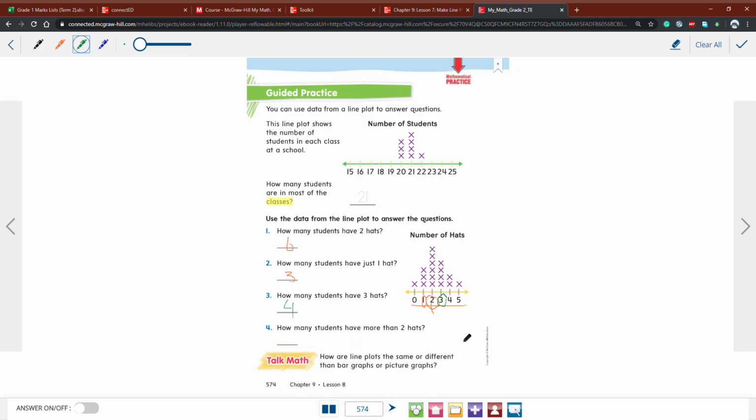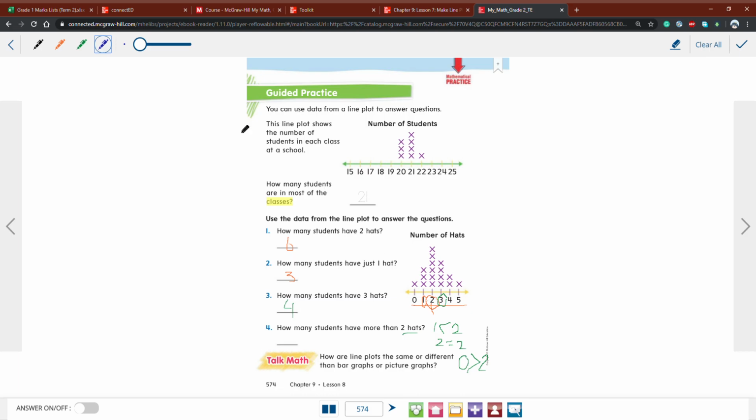Okay. What does that mean? This is 0. Is it more than 2 hats? No, of course. 0 is nothing. 1. Is it more than 2 hats? No. 1 is smaller than 2. Now, 2. Is it more than? No. 2 is equal with 2. So, this is not included in the question. We want only a number that is bigger than 2.